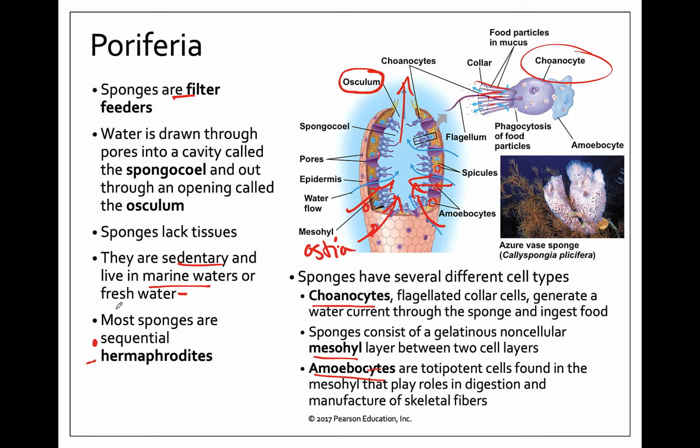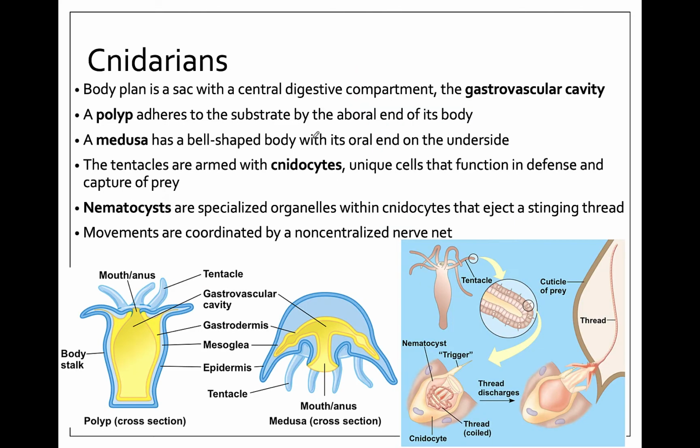So a sponge will either produce eggs or it will produce sperm, but maybe next time it reproduces, it's able to switch. And what it will do is it will release those eggs or sperm out of the osculum into the water column and then mate with adjacent sponges by floating around and mixing in the water.